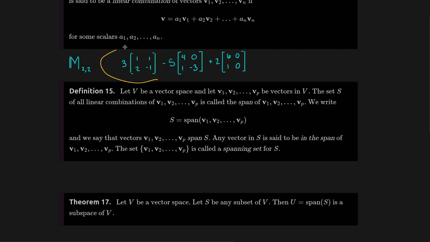So here I have one linear combination of these three vectors. We look at all possible linear combinations of these three vectors by changing the coefficients, by allowing any possible real number coefficients, and we would get the span. The span is all the possible linear combinations of a spanning set of vectors.